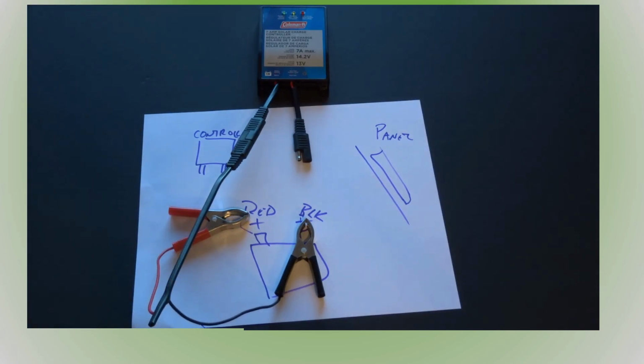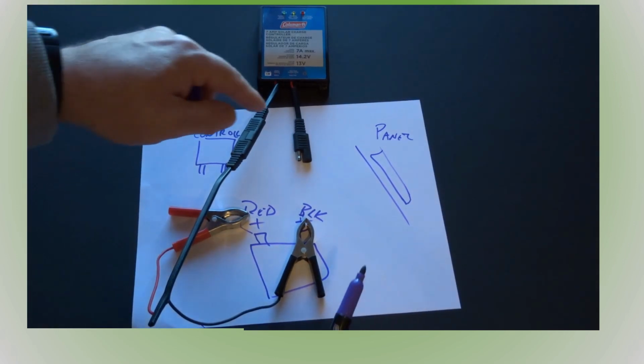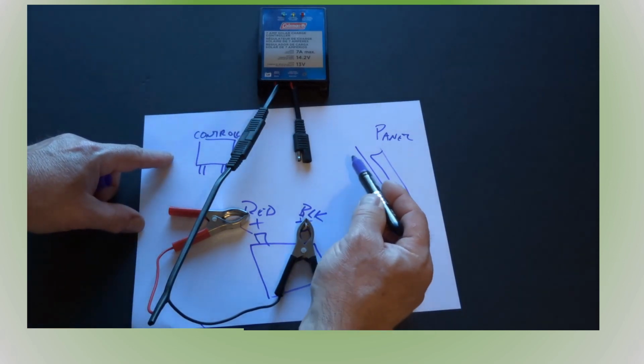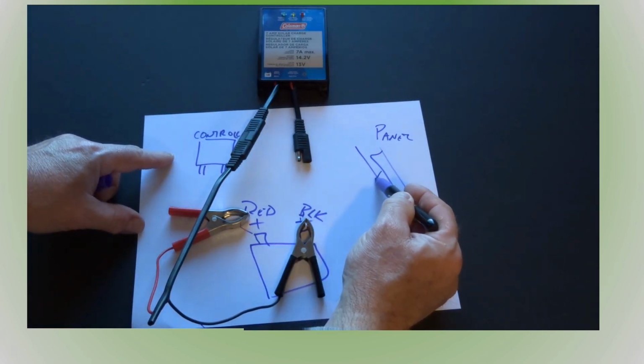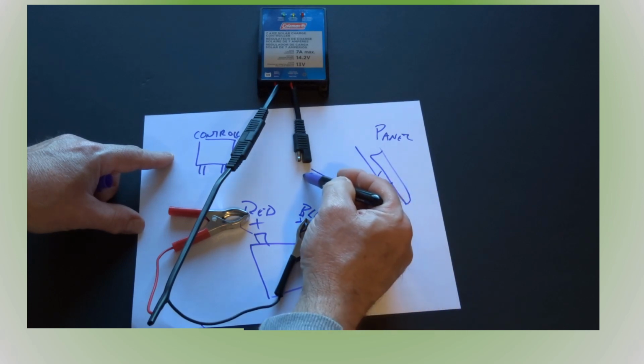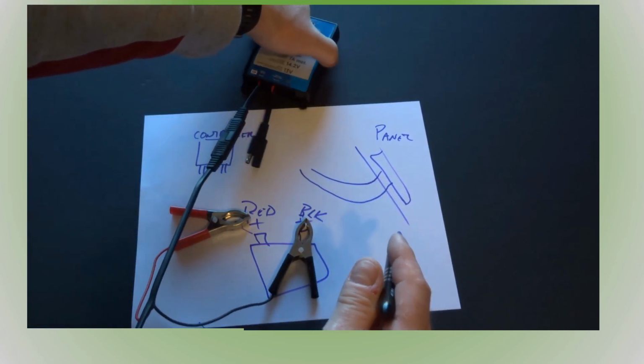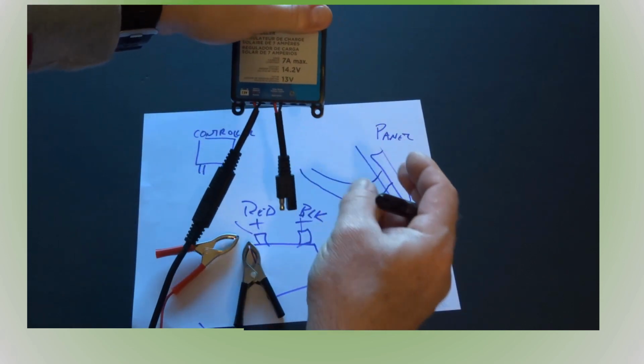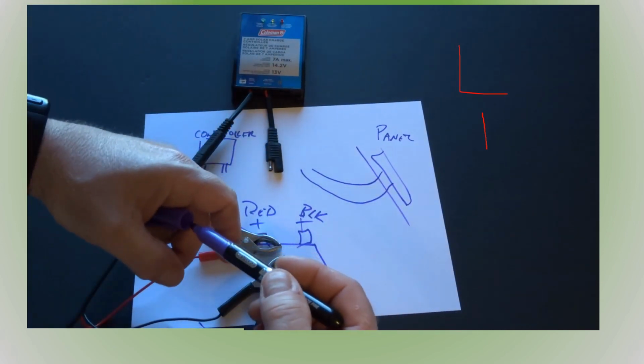And then again with the Coleman product, I don't have the cable to show you, but there's a cable that will plug into here, so you'd run the cables from your panel to the one that says solar panel. And you know what? There you are. You're good to go.